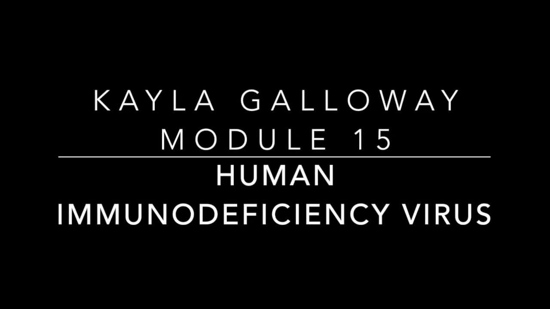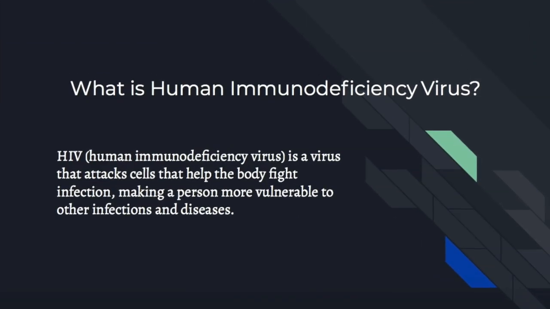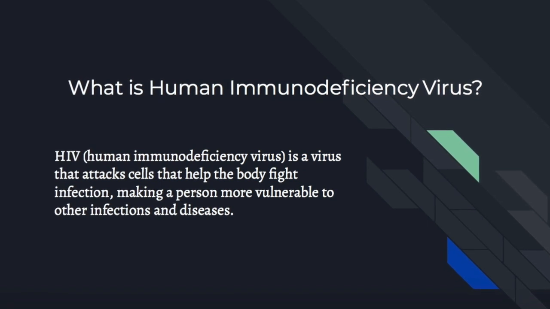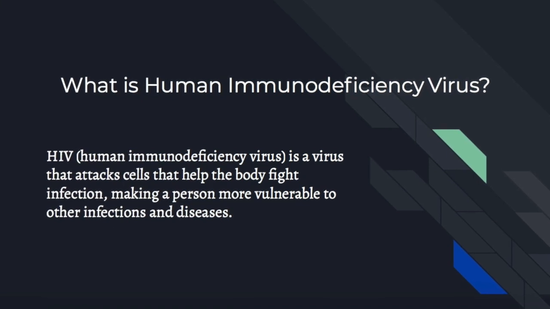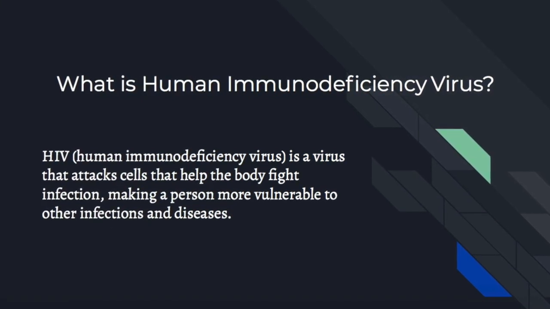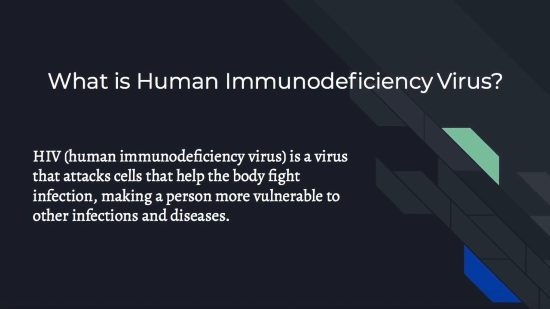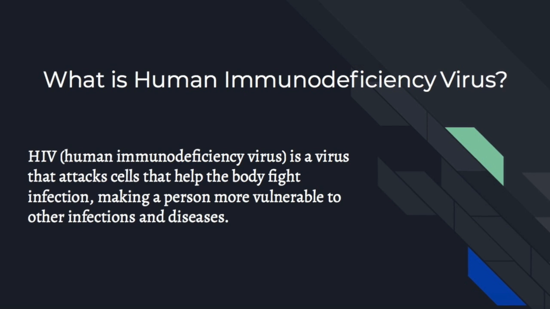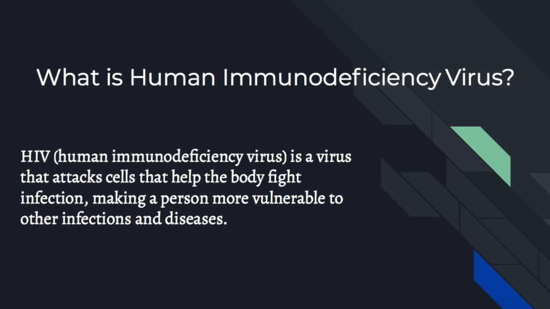This is Module 15, and the disease I will be discussing today is known as human immunodeficiency virus. What is human immunodeficiency virus? Well, human immunodeficiency virus, also known as HIV, is a virus that attacks cells that help the body fight infection, making a person more vulnerable to other infections and diseases. So, HIV harms the immune system by destroying white blood cells that fight infection in our body.